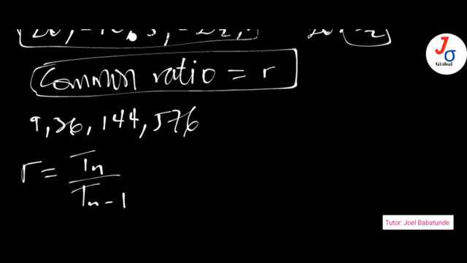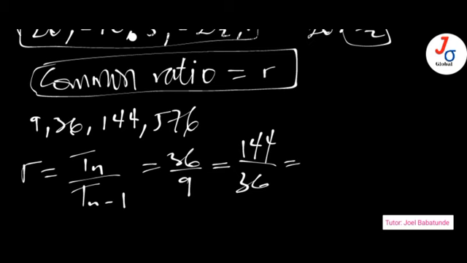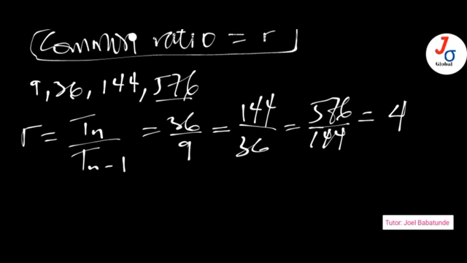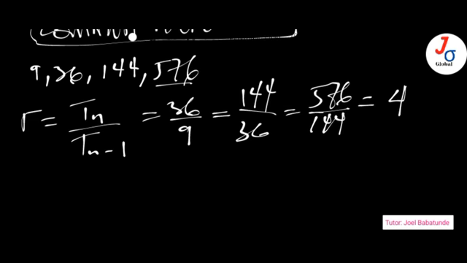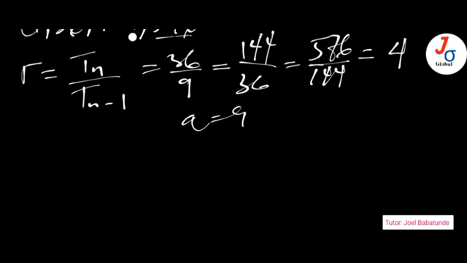So how do you find the common ratio in this case? You say 36 divided by 9, or 144 divided by 36, or 576 divided by 144. All of that should give you the same thing, which is 4. So all of them is 4, and that's the common ratio. So what's the first term? The first term is 9. So the first term is 9 and r equals 4.